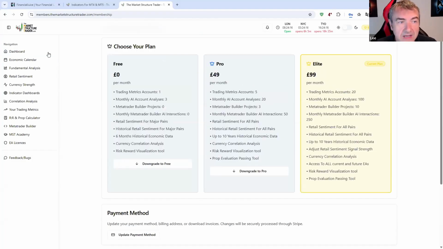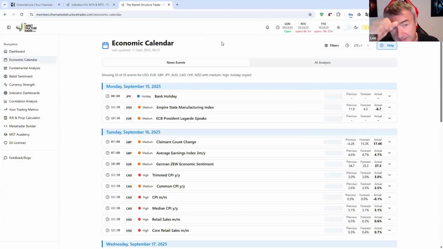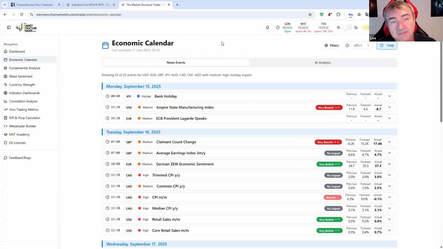So in the left-hand column, we have, starting off, the economic calendar. This is basically the same sort of thing as you will find on Forex Factory, Financial Juice, and loads of other places. But this is laid out in the way that I personally want it, which gives you information instantly as to whether this is a no impact, a bullish, or a very bullish, bearish, or very bearish news event. It gives you the previous, the forecast, and the actual, as you would normally expect. And then it will tell you whether or not that news event is very bearish.